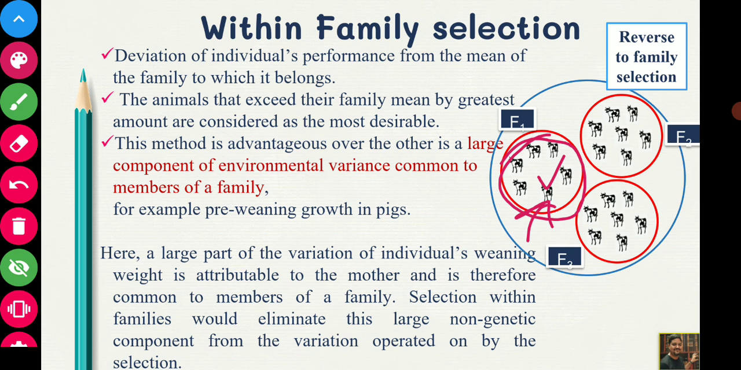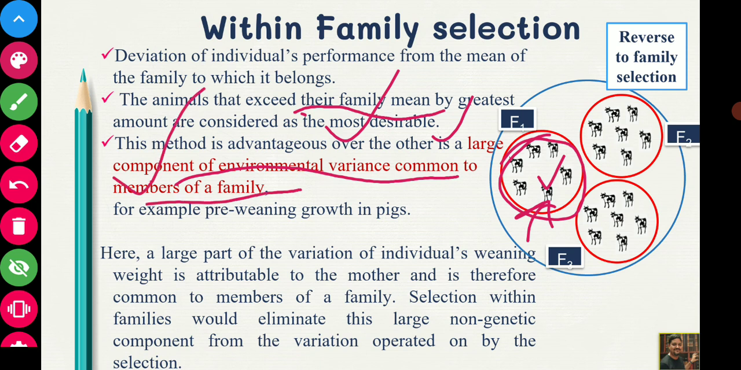Now I will read the few sentences that I have written here. The animals that exceed their family mean by the greatest amount are considered the most desirable, and that individual will be selected. This method is advantageous over the others. Why is it advantageous? Because there is a large component of environmental variance common to members of the family. So you have to look at where the large environmental variance is common to a particular family.